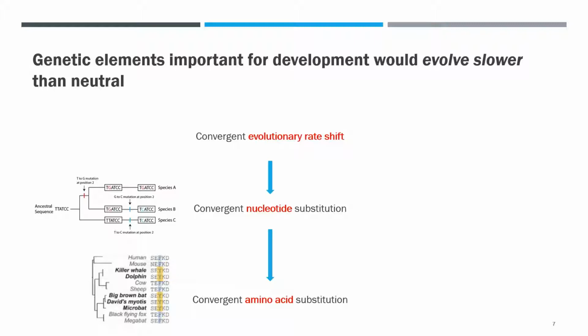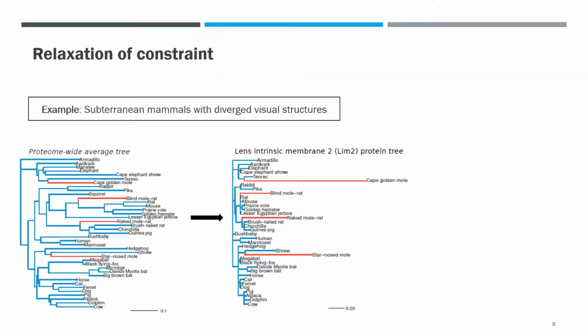And so this idea then motivates an alternative approach at even a higher level, which is to find convergent evolutionary rate shifts at the level of genetic elements. And the idea behind this is that genetic elements that are important for survival or development would be expected to evolve slower compared to the neutral rate. And an example of the application of this idea is in the relaxation of constraints, in which genetic elements that are no longer important for survival or development would be subjected to a relaxed selection pressure.